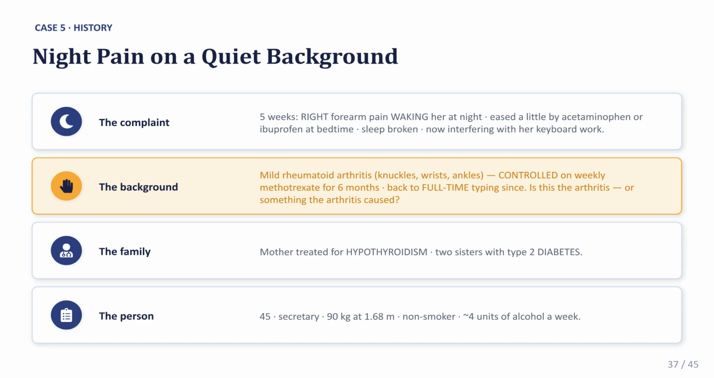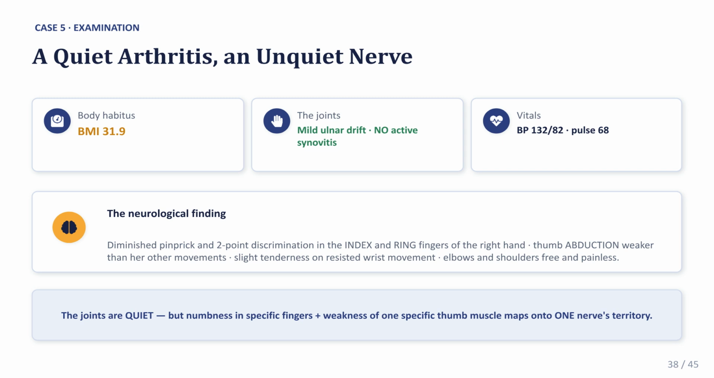As we move to examine her, we must distinguish if this pain is a flare of her known arthritis or a new process. Her joints show no active synovitis. They are quiet. However, she has sensory loss in her index and ring fingers and weakness in her thumb abduction. This isn't generalized arthritis. This is a specific nerve distribution. We need to identify which nerve is being compressed and why.